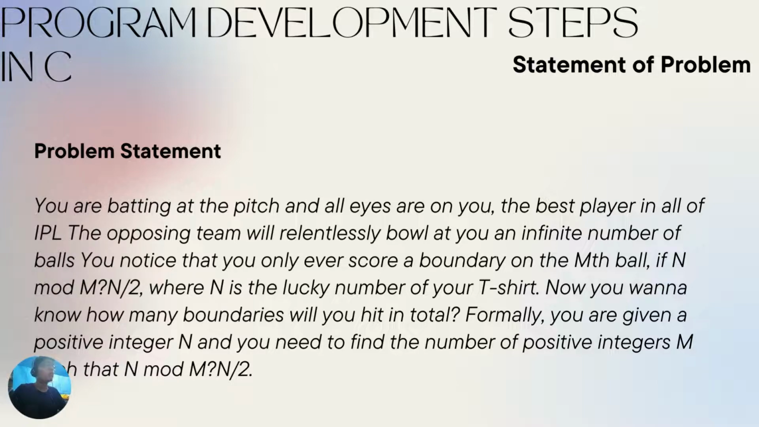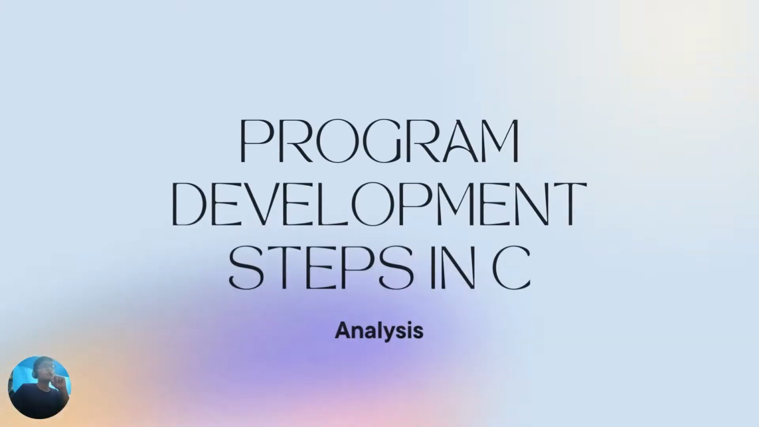Now you want to know how many boundaries you will hit in total. Formally, you are given a positive integer n, and you need to find the number of positive integers m such that n mod m ≤ n/2. Oh, pretty good problem. So here the evaluating expression that is mainly given to us is n mod m less than or equal to n/2. And we have to read a positive integer, which is essentially my lucky number. Okay, that's good. So let's analyze the problem first. Analyze this.